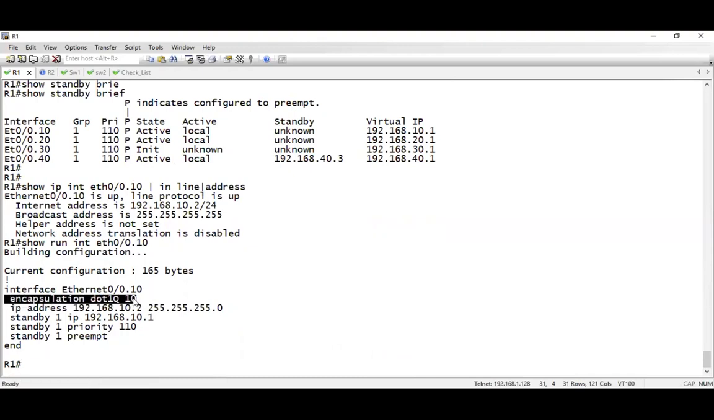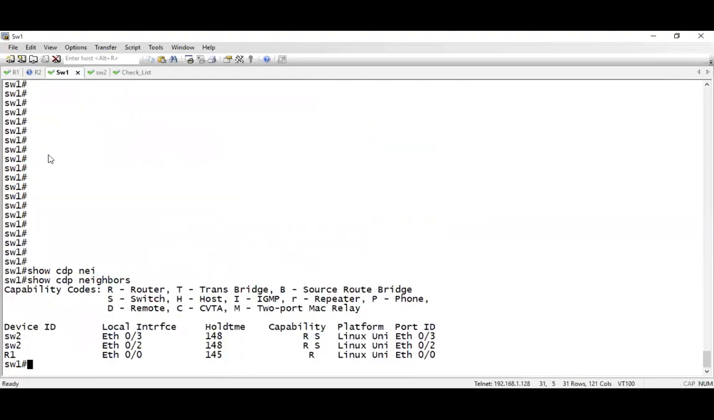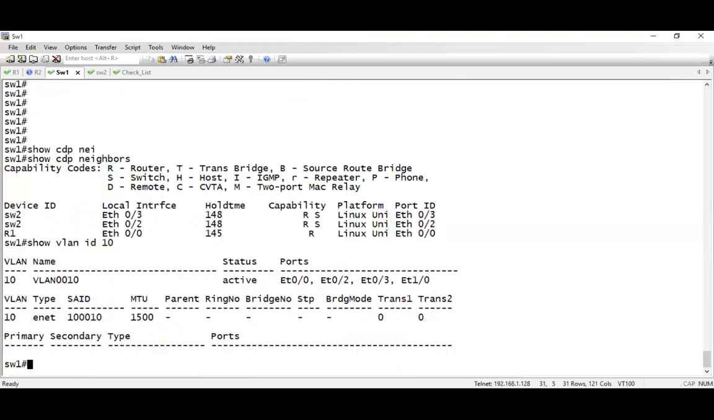Encapsulation dot1q. This number represents your VLAN ID. So this particular sub interface is part of VLAN 10. Let's make sure we have VLAN 10 configured on switch 1. Yes, we do have the L2 VLAN on switch 1, and this L2 VLAN is passed towards R1.